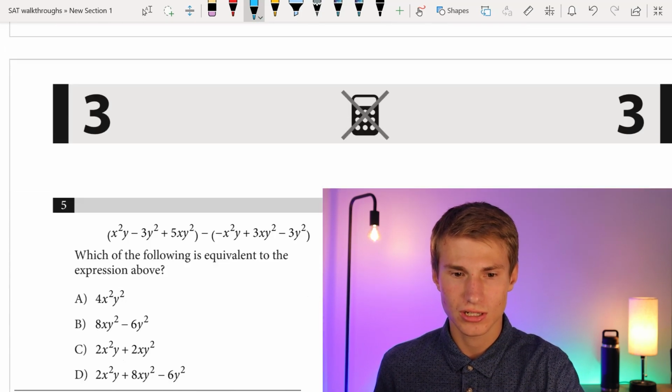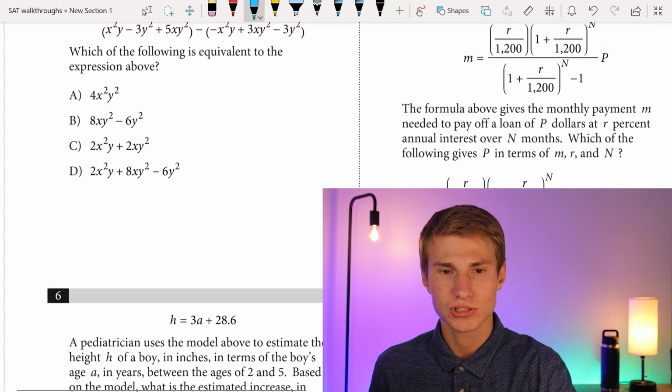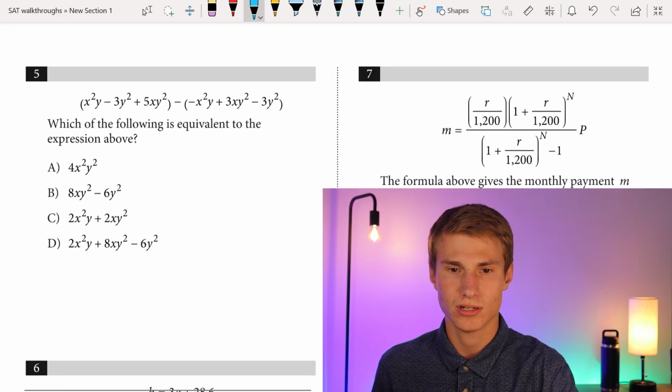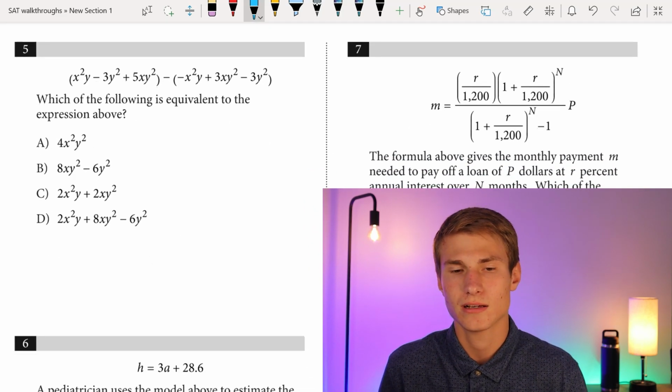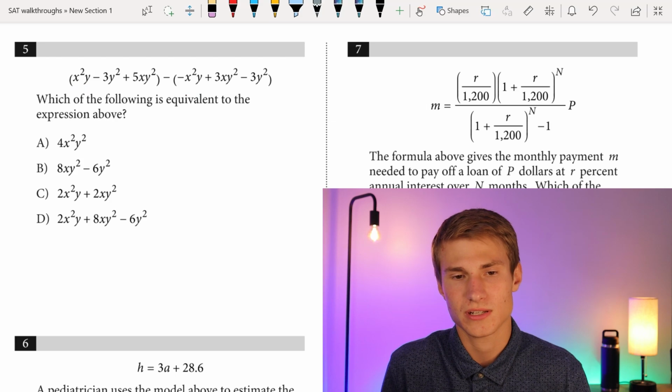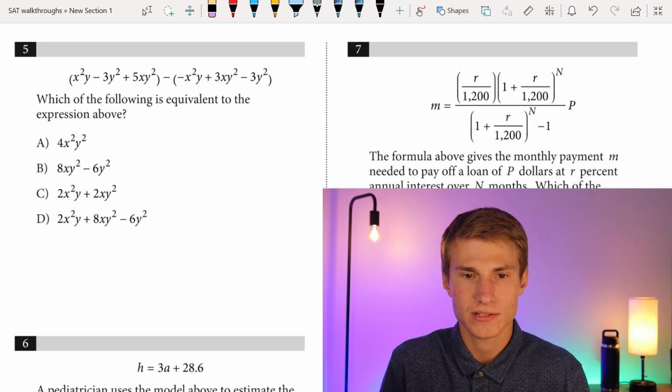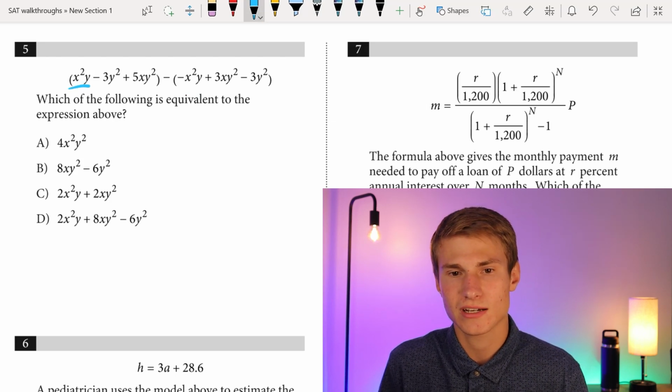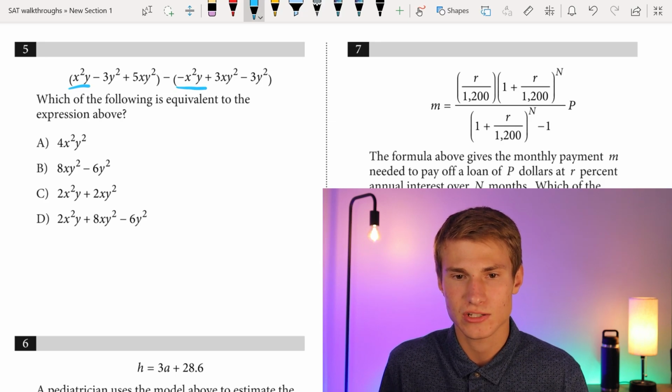All right, moving on to question number 5. So we've got which of the following is equivalent to the expression above? All right, so in this case, we've got to subtract everything in parentheses on the right here from our left formula. So we've got x squared times y. So the first thing I'm going to do is I'm going to start with that term. So I've got x squared times y minus negative x squared y. Well, minus that negative is going to turn into a plus.